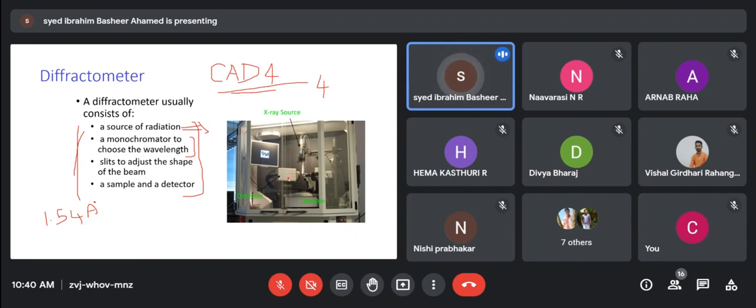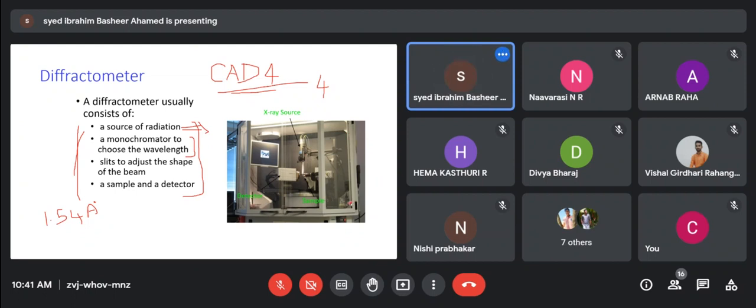Here you can see the detector, and the X-ray source. In a needle, you will put a crystal, and this is the detector. Then the whole section will be covered by a thin foil, made of metal foil, like lead.